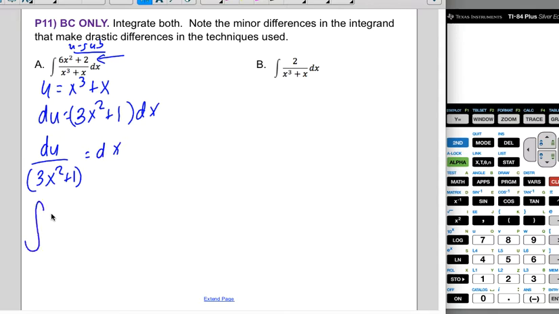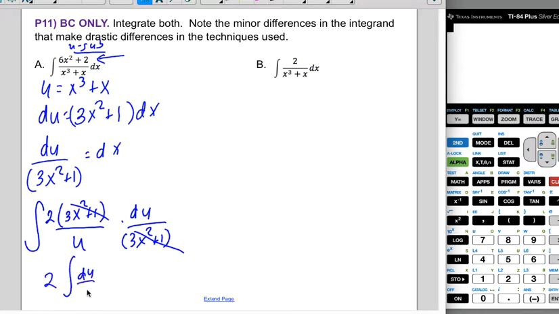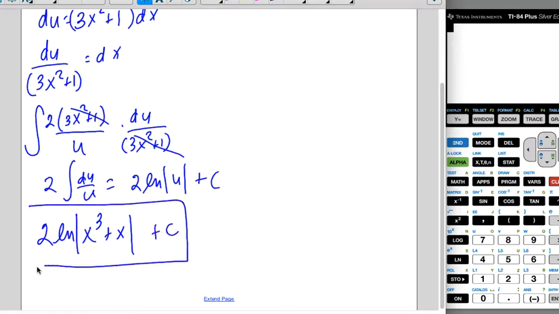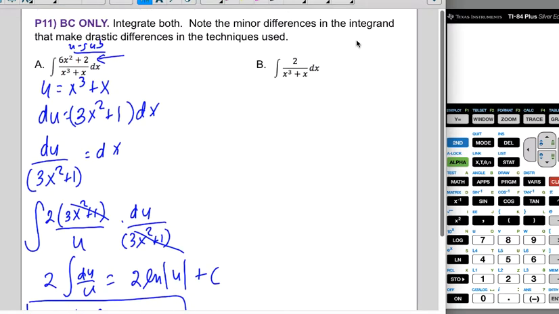Well, that means that my integral is going to be this 2 times a 3x squared plus 1, because that's absolutely what a 6x squared plus 2 is, over u, times a du over, oh, hey, look how convenient that is. There's that 3x squared plus 1 again. Oh, look, this is a 2 times a simple natural log integral. So I get 2 natural log of the absolute value of u plus c, which means the answer is 2 natural log of the absolute value of x cubed plus x, I'm pretty sure, plus c, but we'll go back up and double check. Yeah. All right, so that one, definitely u-sub.